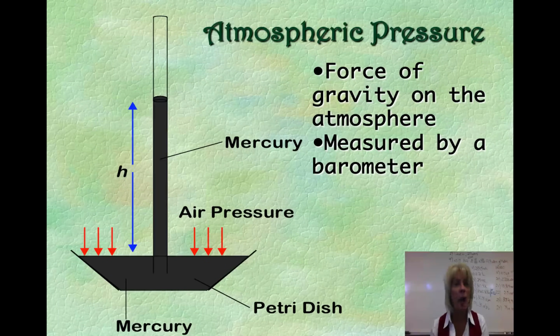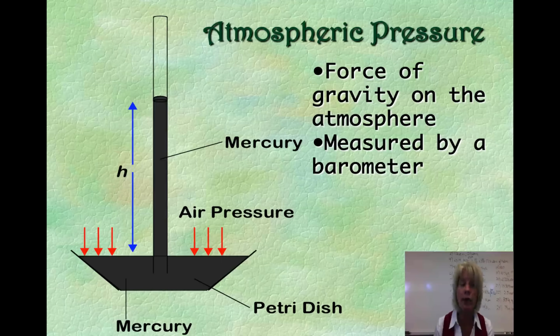Now let's consider atmospheric pressure. Atmospheric pressure is the force of gravity on the atmosphere, and it's measured by a barometer. If you look at this diagram, you see that the air pressure is pushing down on that mercury, and it forces the mercury to go up that column. Now, the higher the air pressure, that means the stronger the force is pushing down on that column of mercury, the higher it's going to go up.